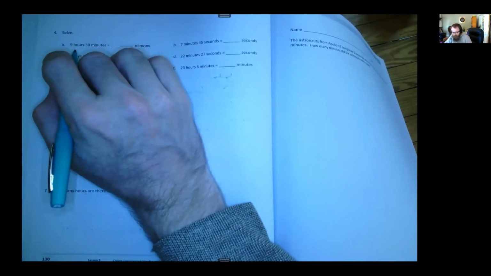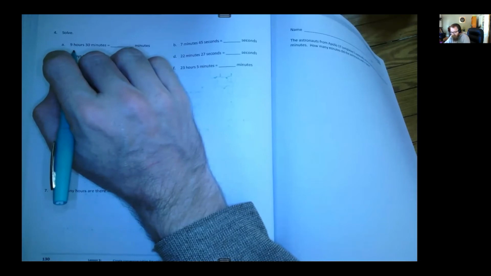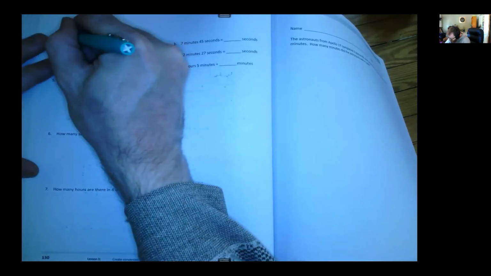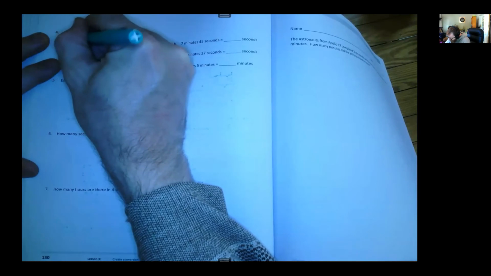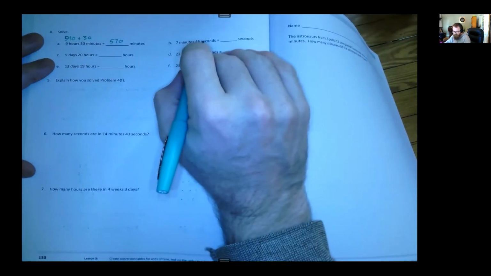Let's take a look at page 130, number 4. 9 hours and 30 minutes equals how many minutes? Part A. How many minutes are in 9 hours? Look at your chart on page 127. 9 hours has 540 minutes. So this is 540 plus 30, 570 minutes.